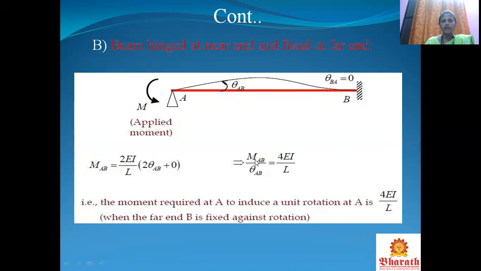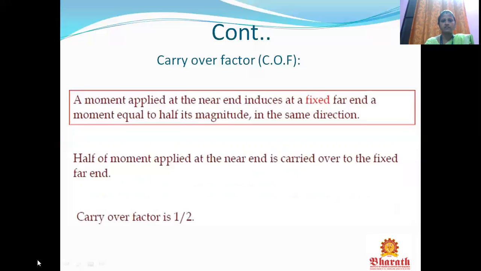Which implies the stiffness formula, that is MAB by theta A, is equal to 4EI by L. So this is the moment required at A to induce a unit rotation at A, which is 4EI by L when the far end B is fixed against rotation. So these are the two main conditions we'll be using in problems.